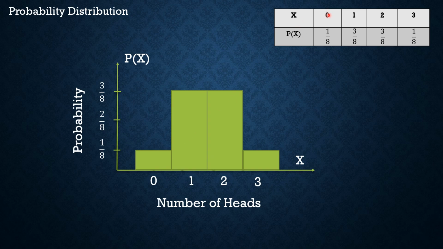So when x is 0, the probability is 1/8. When x is 1, the probability is 3/8. When x is 2, the probability is 3/8. And when x is 3, the probability is 1/8.